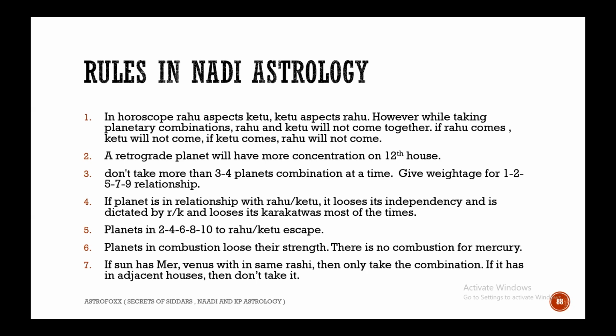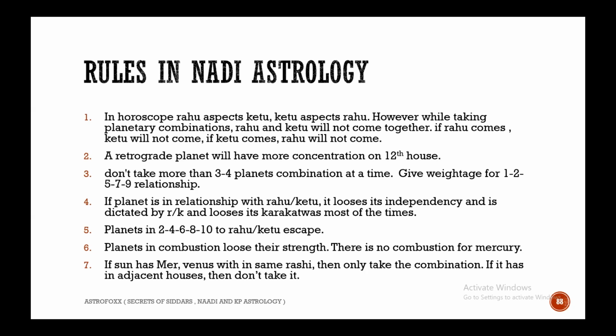When I show you the example charts in the case studies, you will understand more. Planets in 2, 4, 6, 8 tend to escape Rahu Ketu. So if you want a simpler formula, from any planet A, Rahu or Ketu will get connected only if they are in 1, 2, 5, 9 to that planet. Otherwise they will never get connected, unless there is some exchange or retro. Understood?